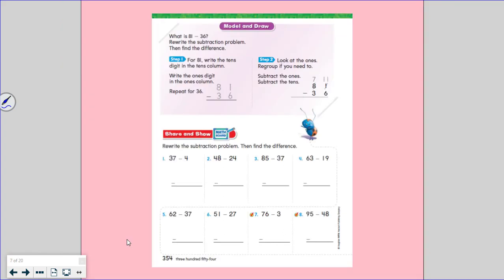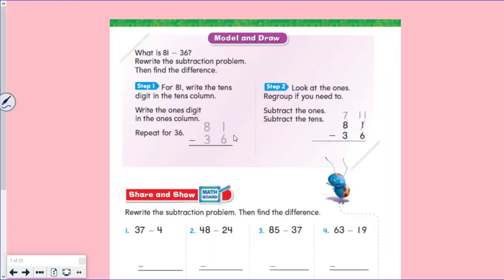So that brings us to our model and draw, right? We always start with the model and draw because the model and draw is the really important part to listen to. So the problem, it says, what is 81 minus 36? And then it says rewrite the subtraction problem, then find the difference. So we're going to have some practice at rewriting problems and lining them up nice and straight.